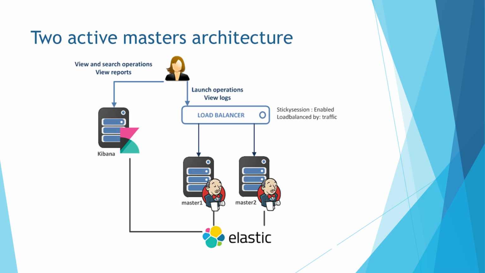This is an example of how ElasticJenkins can be implemented. This example is used in the demo. We install a load balancer in front of two Jenkins masters. The two masters are part of the same cluster and store their information in Elasticsearch. Kibana is also installed and uses these Elasticsearch indices.